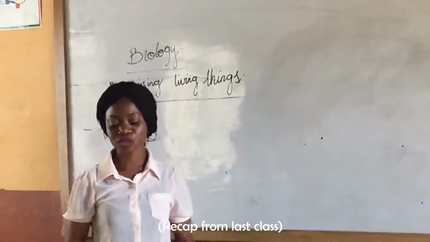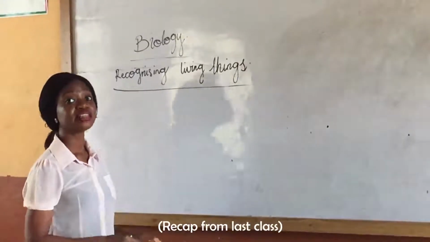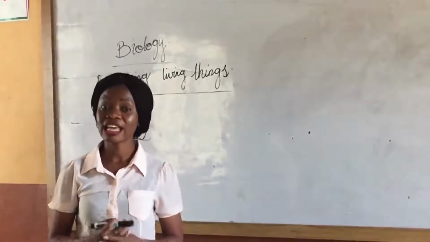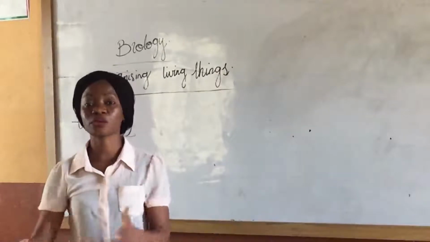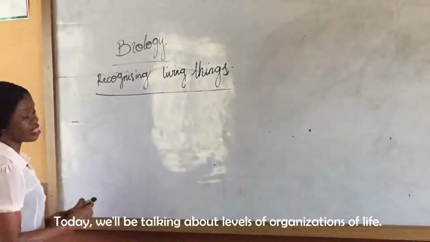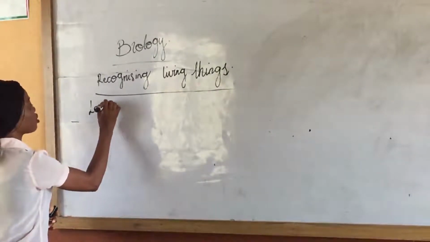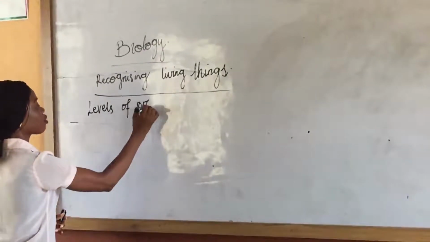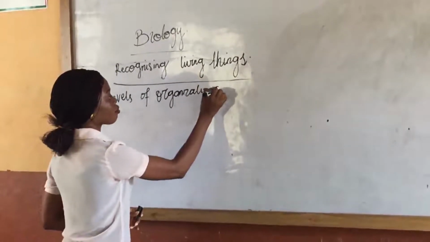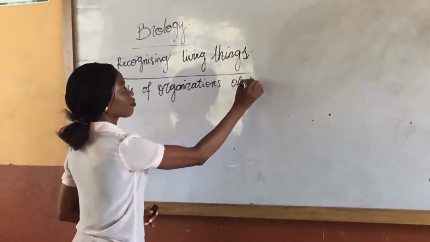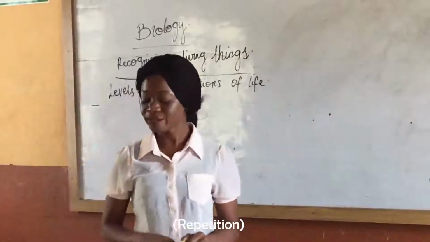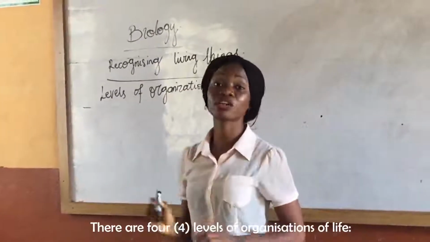In our last class, we talked about recognizing living things, and remember we talked about the characteristics of living things and differentiated plants from animals. Today, we'll be talking about levels of organization of life. Levels of what? Organization of life. And there are 4 levels of organization of life.